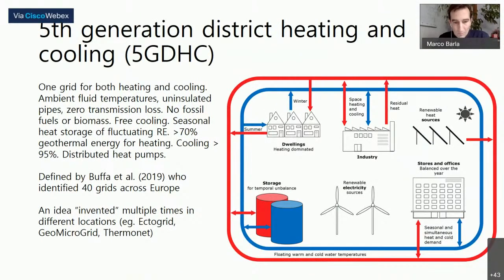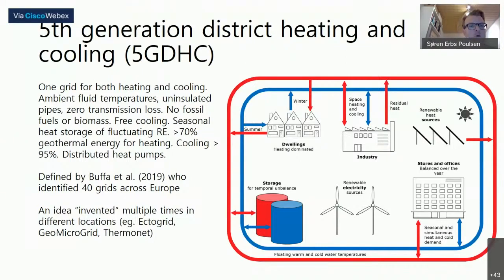So what is fifth generation district heating and cooling? It's a grid that's similar to traditional district heating grids, except it runs at ambient fluid temperatures. It uses uninsulated pipes, so it has zero transmission loss. So we have connected consumers, or prosumers, as they are often referred to, because consumers can also produce energy. And because of the low temperatures, we can include many different sources of energy into this system.